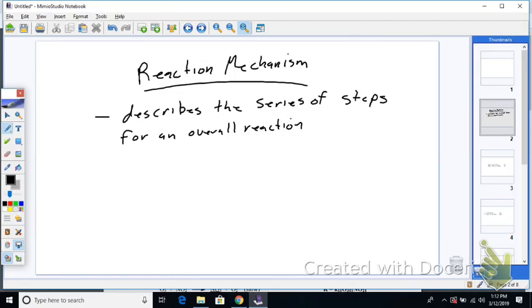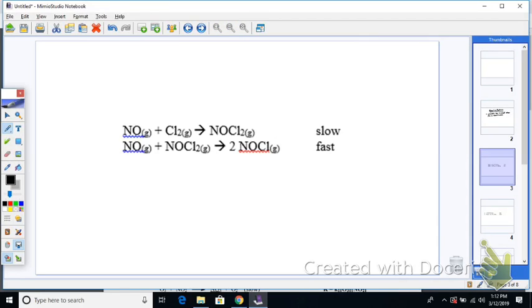So we're going to look at what we call a reaction mechanism here in a second. Okay? So I'm going to show you a reaction mechanism, and we'll just look at it to see what it really says. So the steps can be categorized as slow and fast, very slow. And that's relative to one another.